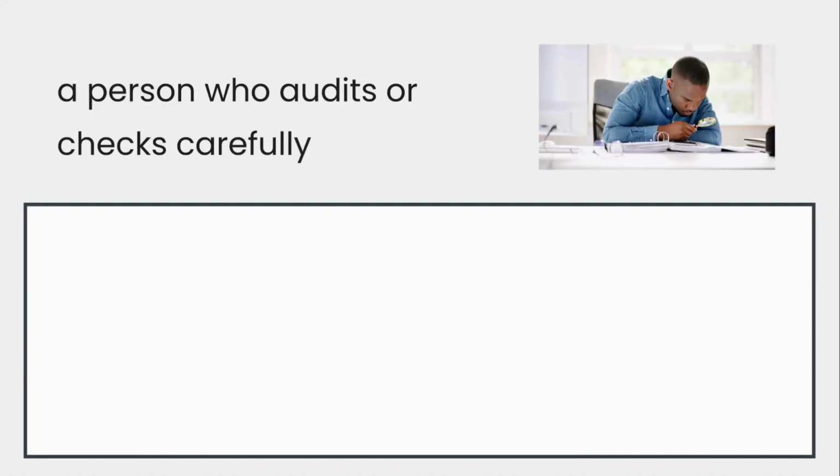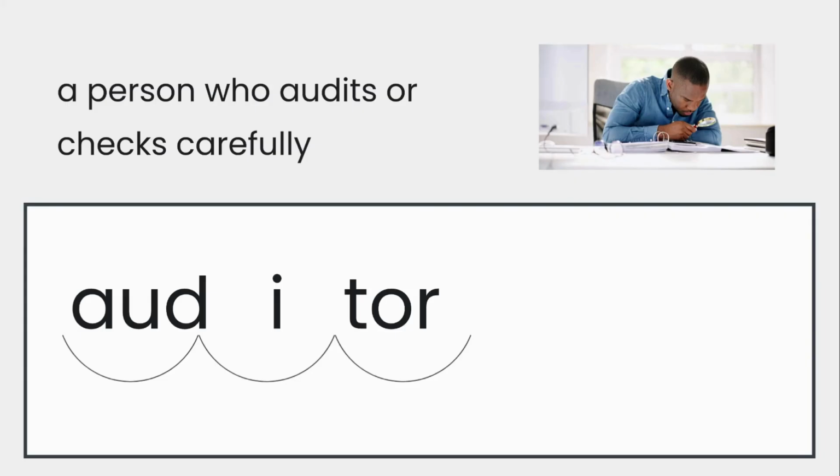A person who audits or checks carefully is the auditor. Remember that the suffix or means someone who does it. How many syllables do you hear in auditor? Good, 3 syllables. And we have aud, i, tor, auditor. Notice that that second syllable is unstressed and represents the schwa sound.